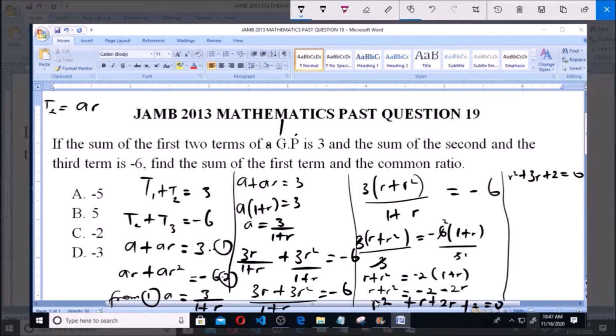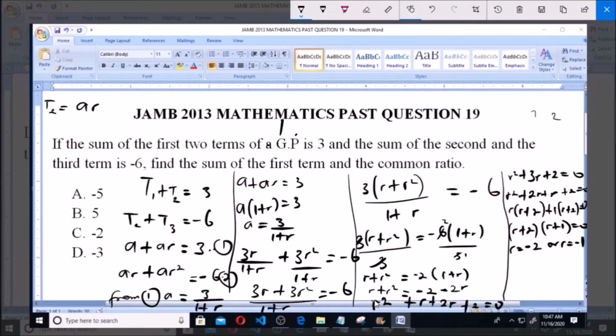So now we look for two numbers that when we multiply them together will give us 2, and when we add them will give us 3, and those numbers are 1 and 2. So now we have r square plus 2r plus r plus 2 equals 0. Now factorizing, we have r into r plus 2 plus 1 into r plus 2 is equal to 0. So that means r plus 2 into r plus 1 is equal to 0. Now from this we can say r is equal to minus 2 or r is equal to minus 1.